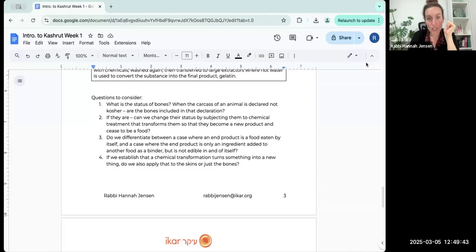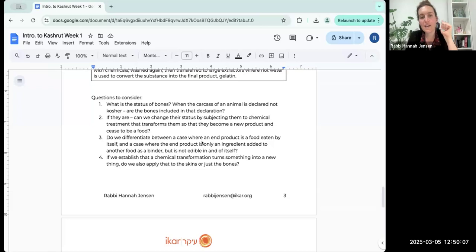Okay. 3, do we differentiate between the case where an end product is a food eaten by itself versus where it's just an ingredient being added as a binder, but couldn't actually be edible? Because no one's having a bowl of gelatin. Yes, Jell-O could have gelatin as an ingredient, but it's not actually edible on its own. And so does that matter? Because we're not treating it as a food on its own.